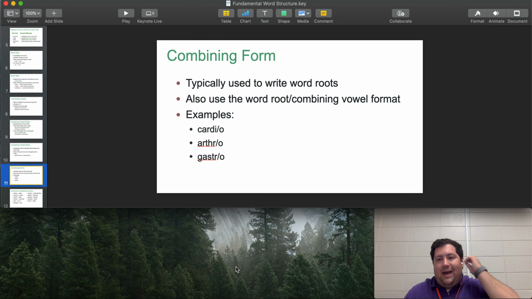So when you're writing word roots, typically we write them in the combining form format so that we can have the word roots and their combining letter stuck together. So examples that we've already talked about are cardio, arthro, and gastro. We typically write them with the slash combining vowel so we know what's together.